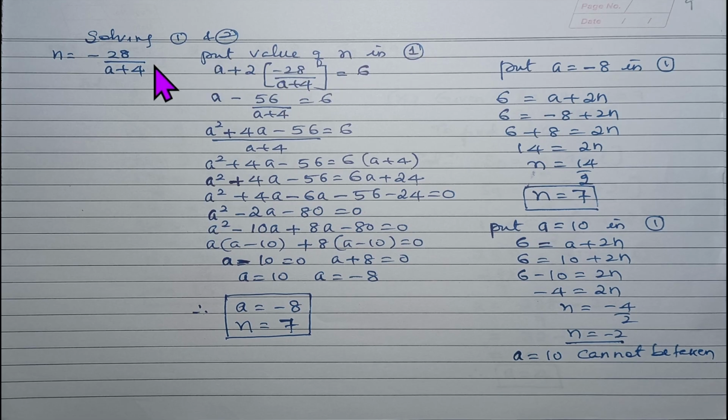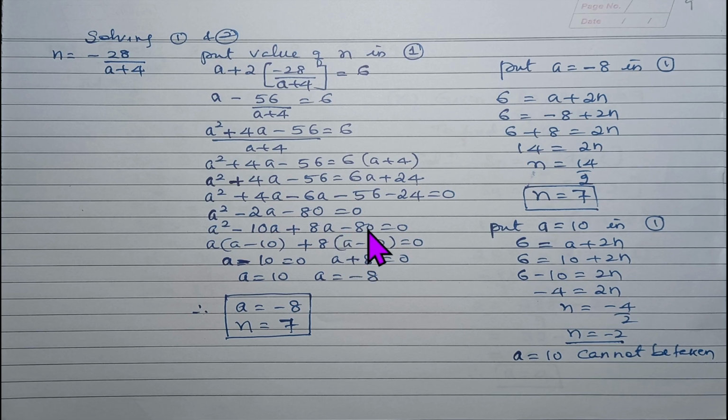Put the value of n in 1, we get a plus 2 in the bracket minus 28 by a plus 4, divided by a plus 4, equal to 6, and the simplification gets us minus 56 by a plus 4 is equal to 6. Simplifying further, taking LCM as a plus 4, we get a square plus 4a minus 56 divided by a plus 4 is equal to 6. By cross multiplication, we get a square plus 4a minus 56 is equal to 6 in the bracket a plus 4. Open the bracket, simplify it, and get a standard quadratic equation, a square minus 2a minus 80 equal to 0.